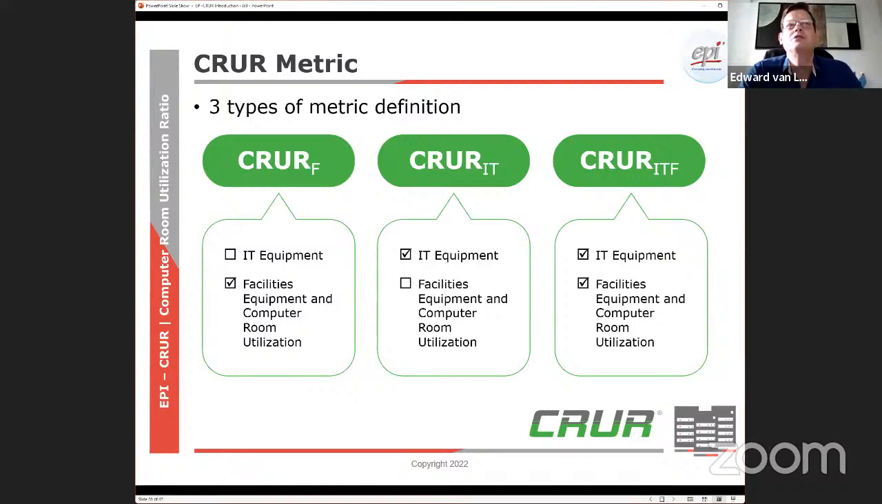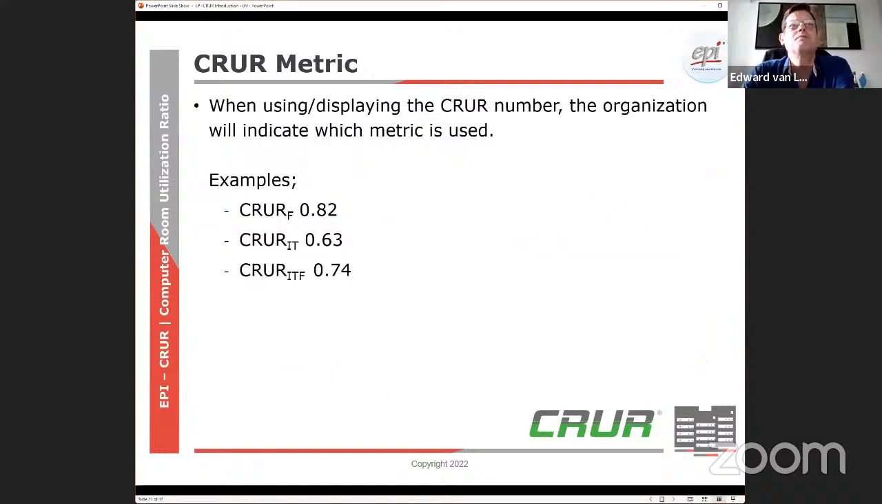CRUR-F, that metric is purely looking at the facility equipment and the computer room. The CRUR-IT is purely looking at the efficiency around the IT setup, and the CRUR-ITF is combining those two. And I will go into more detail to show you what is contained within those 3 metrics.